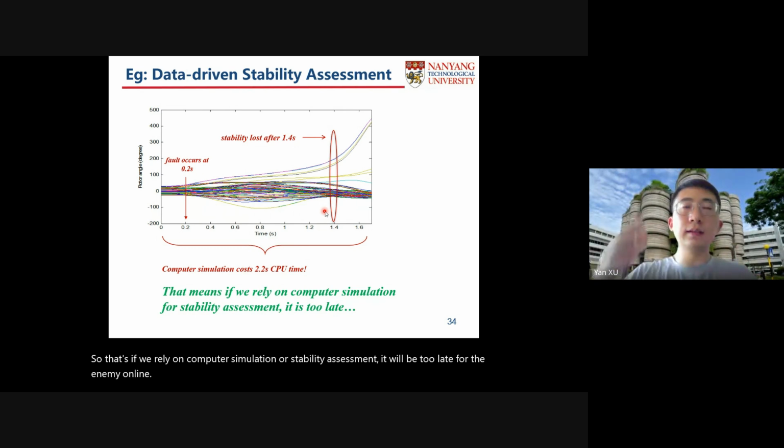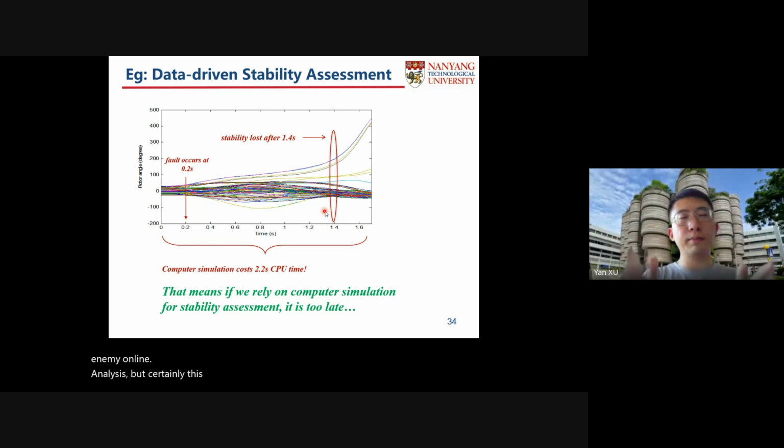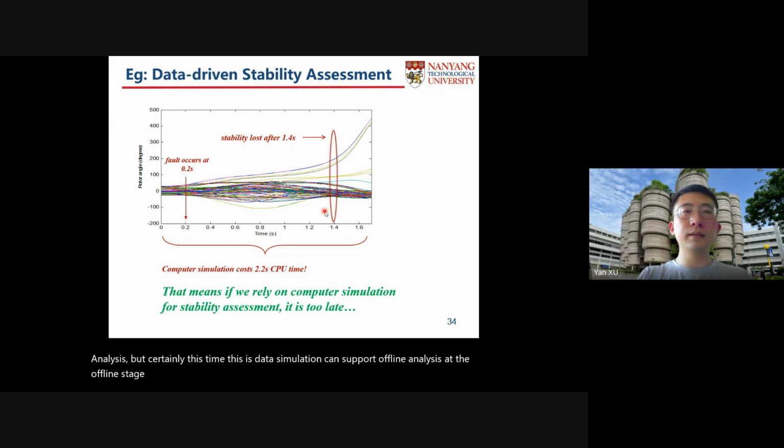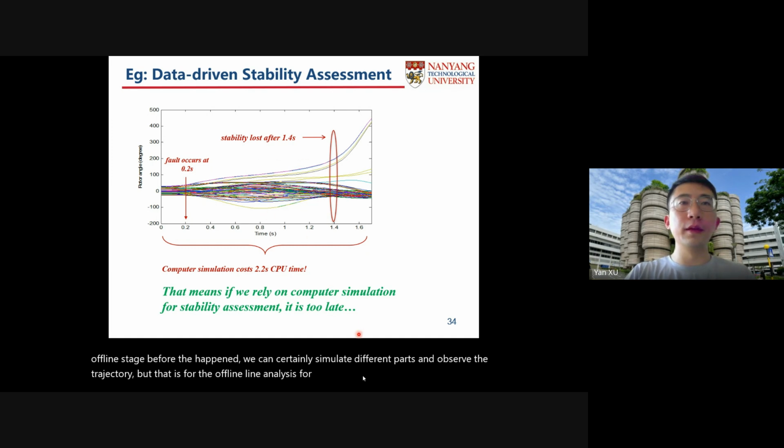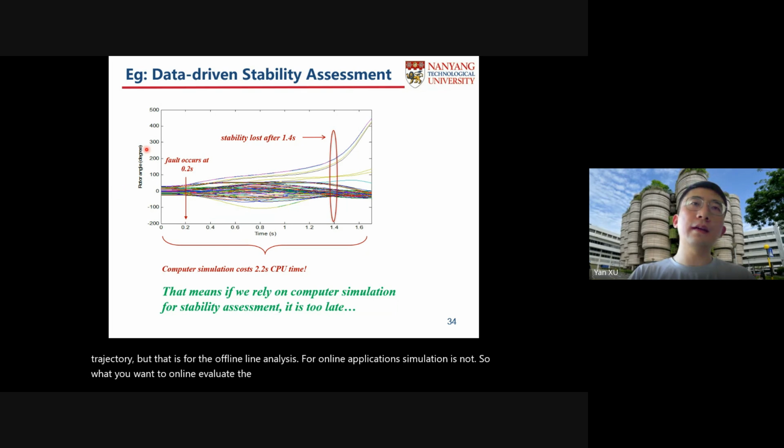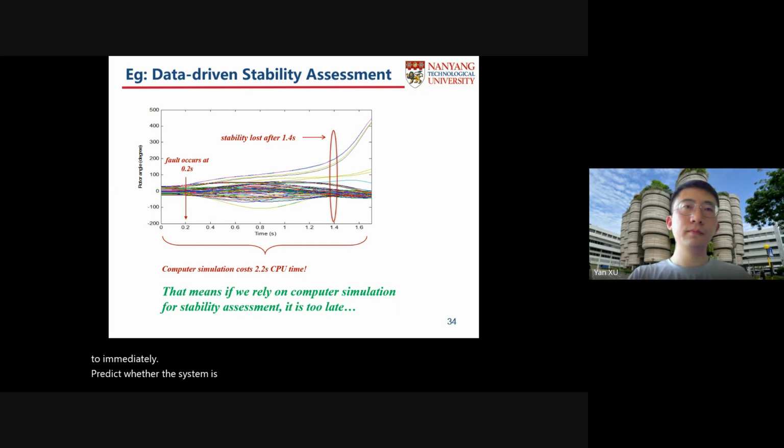But certainly this computer simulation can support offline analysis. At the offline stage, before the fault happens, we can certainly simulate different faults and observe the trajectory. But that is for the offline analysis. For online applications, the simulation is not enough. So what if we want to evaluate the system's stability online? Just after the fault happens, we want to immediately predict whether the system is stable or not. What can we do?